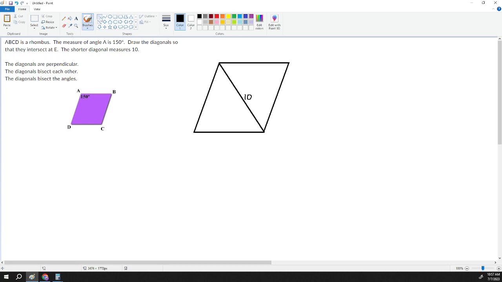The diagonals are perpendicular, which means they form a 90-degree angle in here, in here, in here, and in here. They're all 90 degrees. Diagonals bisect each other. So, yung 10 na to, naging 5 siya. Ito yung 5 here, 5 here. Then we have another length, hindi pa to given. And the diagonals bisect the angles. So itong 150 kanina, this is now 75, 75.